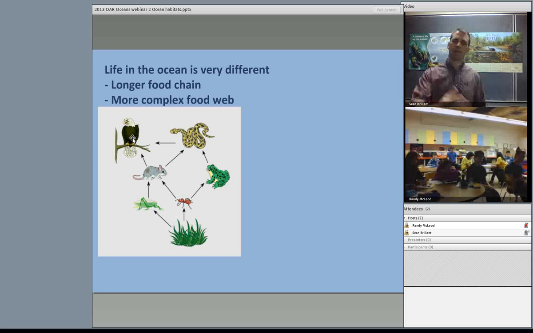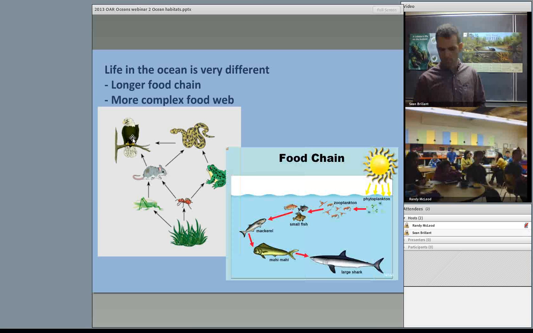So here's a stylized terrestrial food chain. We have grass getting energy from the sun and growing. Insects eat that grass. A mouse eats those insects. A bird of prey eats that mouse. So that's a simple food chain. We can see there's a bit of a web because, of course, the mouse might get eaten by a snake before it gets eaten by a bird and so on.